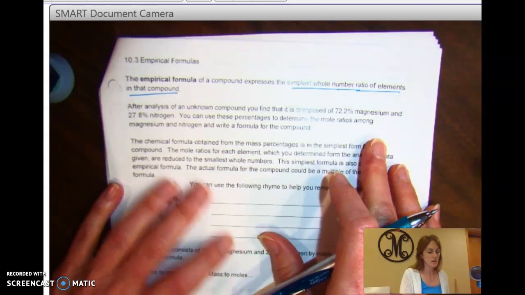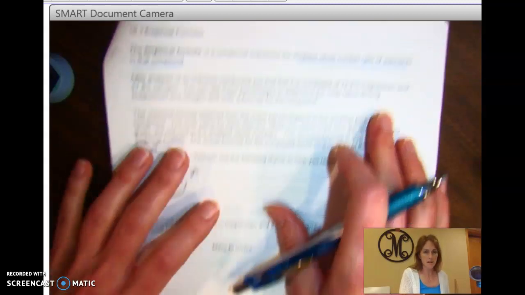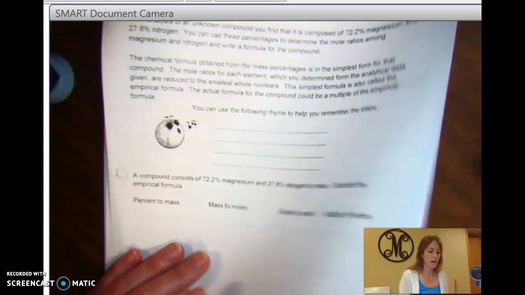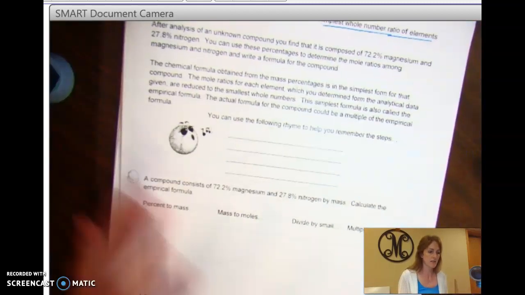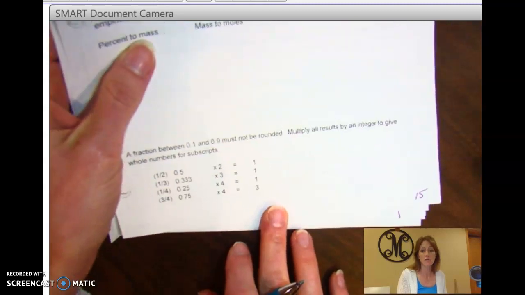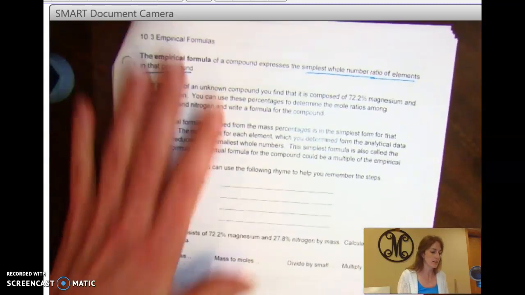Hello, so today we're going to look at empirical formulas. I am in your mole packet, and this is page 15, if you want to get that out.